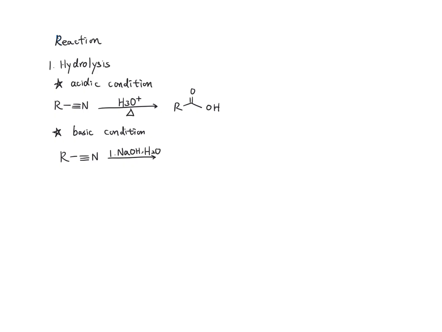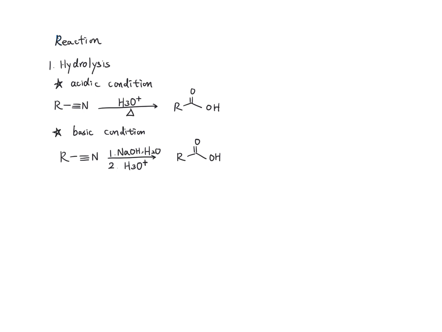You are going to have it as the carboxylate. So the second step is we are going to introduce the proton source to protonate it back to carboxylic acid. So that is the hydrolysis under basic condition. For this reaction, the reaction mechanism is a little easier, but we are not going to talk about it in this video as well. So that is the first reaction.